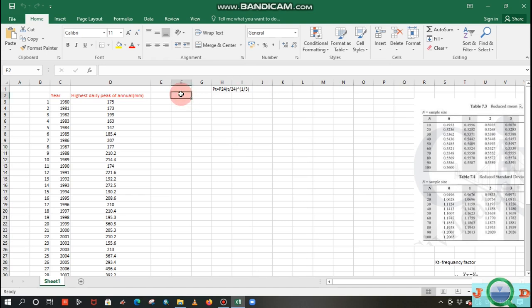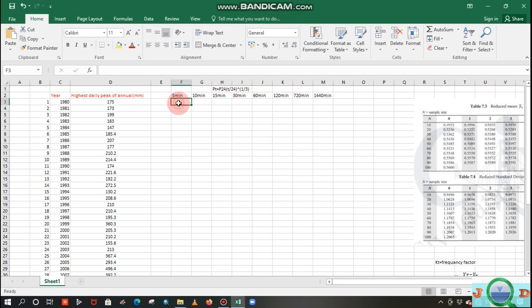First I noted down the 5 minutes precipitation, 10 minutes, 15 minutes, 30 minutes, 60 minutes, after that 120 minutes, 720 minutes, which is nothing but 12 hours, and 1440 minutes, which is nothing but 24 hours. So now we disintegrate this highest daily peak annual rainfall into 5 minutes, 10 minutes, 15 minutes, like that, up to 1440 minutes, which is 24 hours.